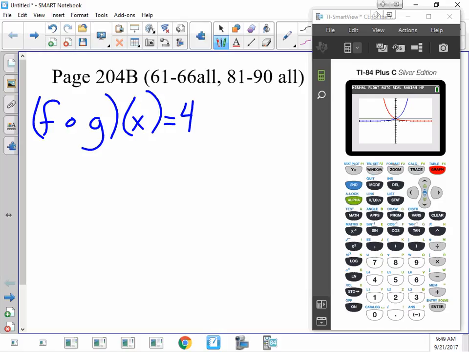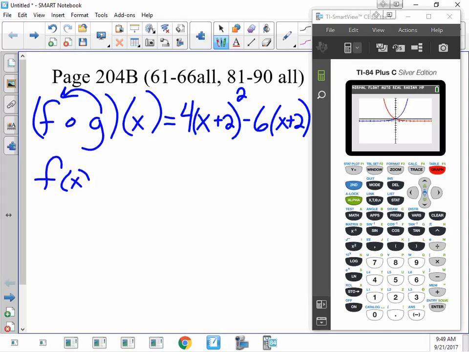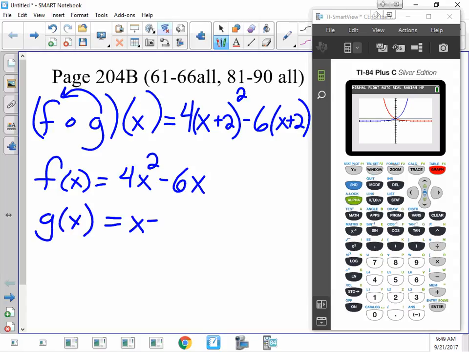Yeah. Sorry, I wasn't paying attention. Yeah, we plug G into F. So F would be, oh, sorry. Whoa. No, that's right. That's right. And then G of X would be X plus 2.